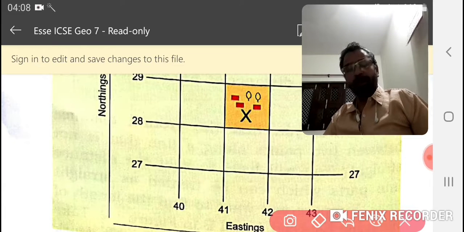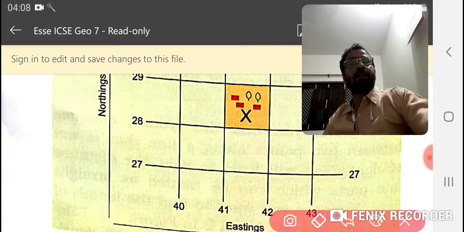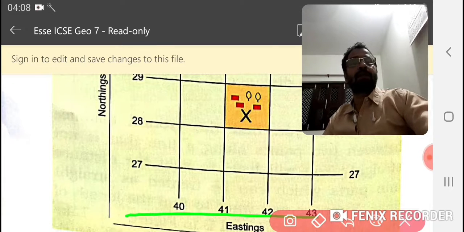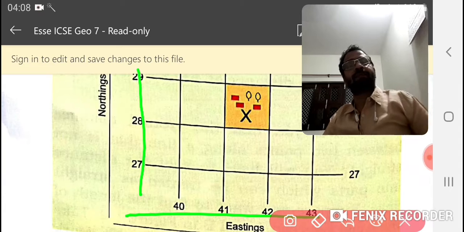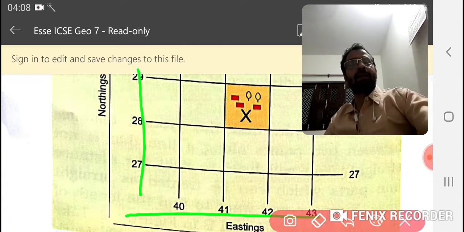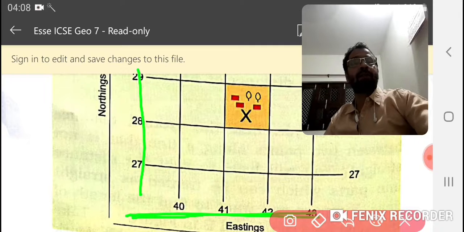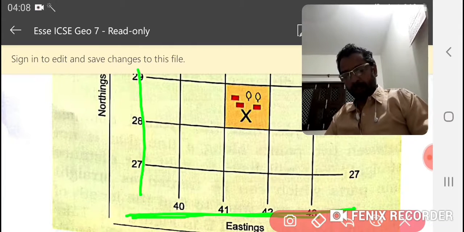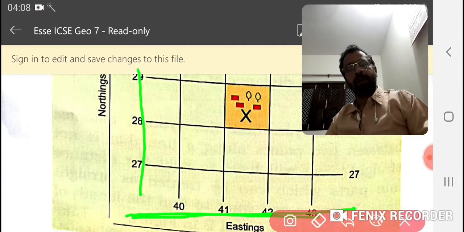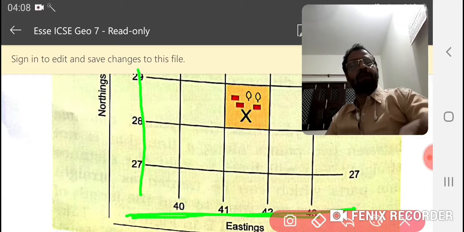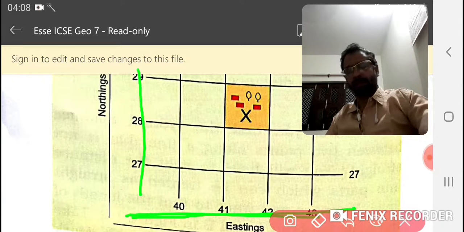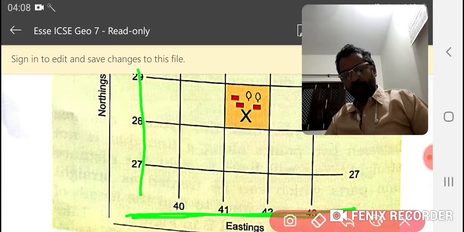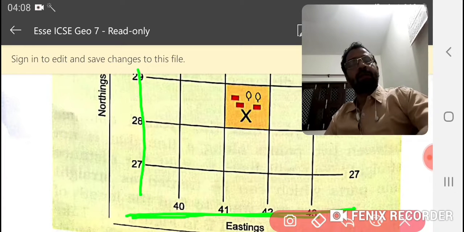This we can divide into two lines. One is this line which passes this, another one is here. And this line passes from this side. This is known as which one? Northings. Do you understand what I say? This one is known as northing. And another one we can say eastings.